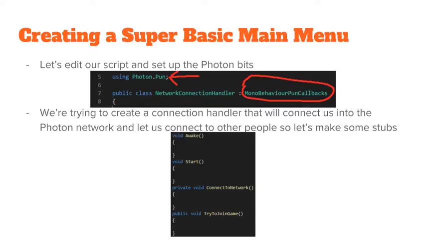So we're going to add a bunch of stub methods, because what we're creating here is a connection handler. It's going to connect to Photon's server, and then it's going to try and match us with other players. So we want Awake, Start, and a new private method called ConnectToNetwork, which is going to connect our actual game to the network itself. And then a public one called TryToJoinGame, which is just going to try to join a game.